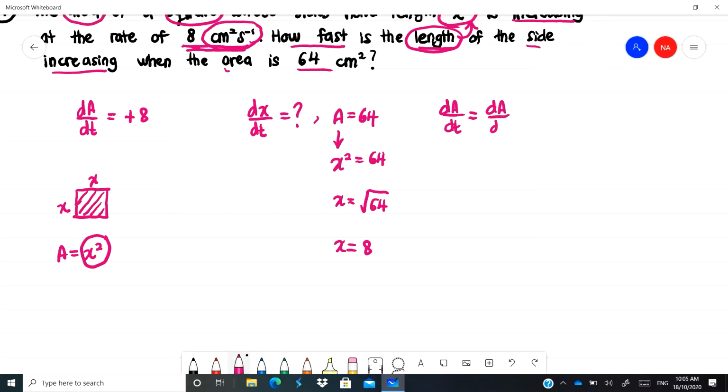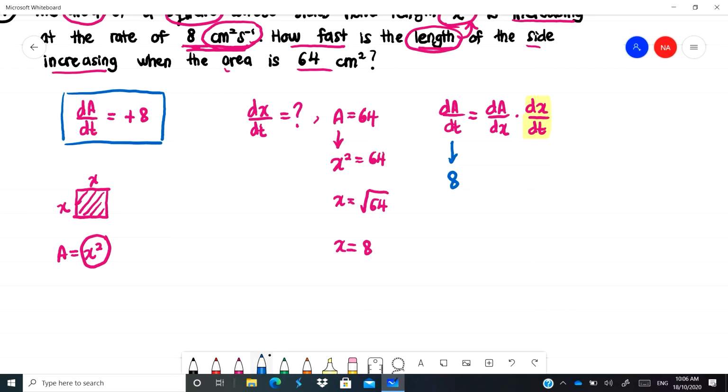dA over dx, the change of area with respect to the length, multiplied by dx over dt, right? Okay, so this is the part that we're going to find. So dA over dt is already given by 8. All right, now we are going to substitute. This one is actually given by 8 from this information.